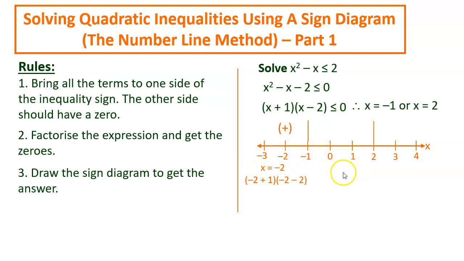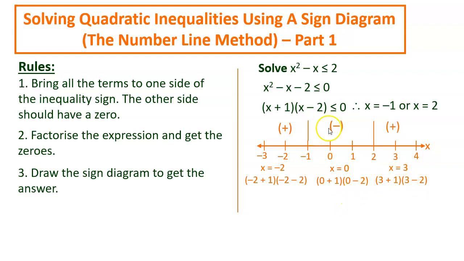Now coming to the middle region. Let us take one of the values from the middle region. I have taken x equals 0. You can take any other value as well. And it is 0 plus 1 and 0 minus 2. So it is 1 times minus 2, which is minus 2. So we are getting a negative product when we take the x value from the middle region. What about the rightmost region? I have taken the x value as 3, and it is 3 plus 1 and 3 minus 2. 4 times 1 is 4. Again a positive product.